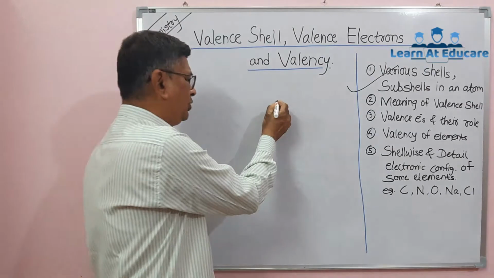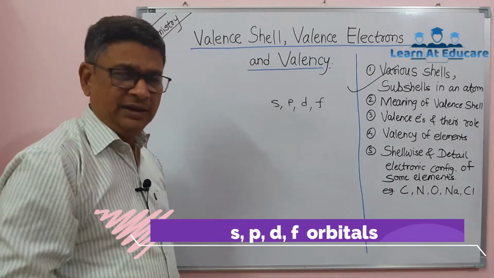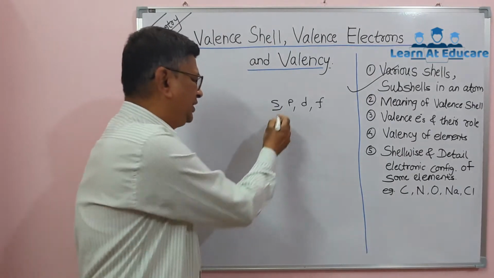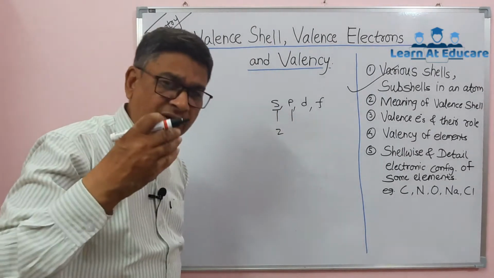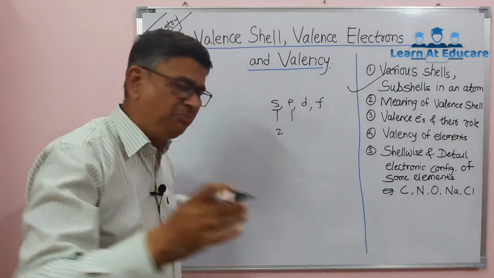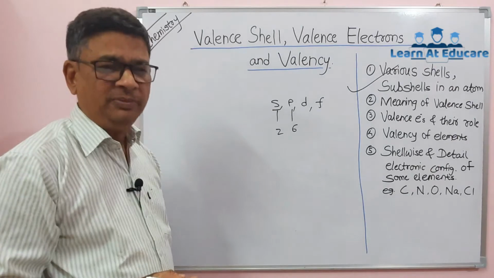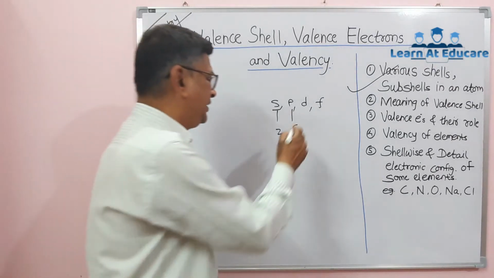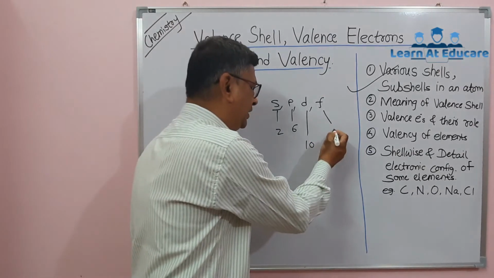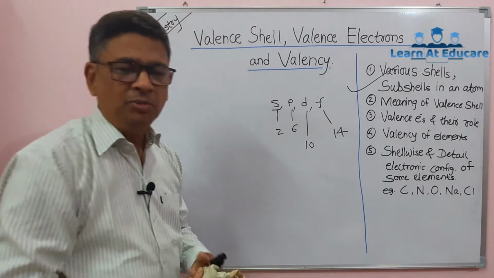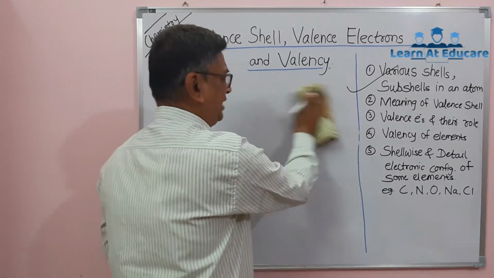There are four main orbitals: S, P, D and F. S orbital is spherical with a capacity of 2 electrons. P orbital is dumbbell shaped. It has three subtypes: Px, Py and Pz. The total capacity of the P orbital is 6. D orbital has 5 types and a total capacity of 10 electrons, while F orbital has a total capacity of 14 electrons and has 7 subtypes.